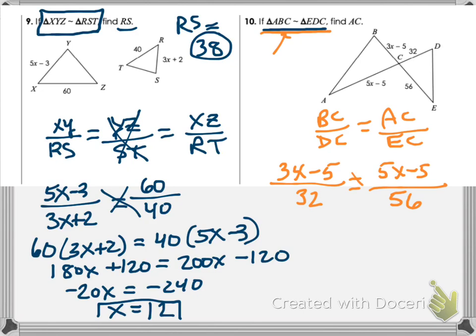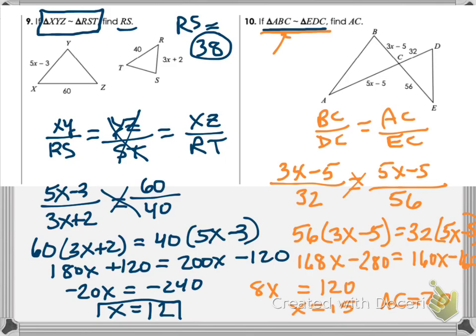And then to set up this equation to solve, it'll be 56 times 3x minus 5 equals 32 times 5x minus 5. So we solve this equation and we get x is 15 and AC is 70.